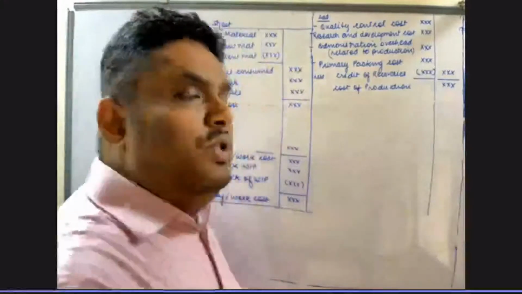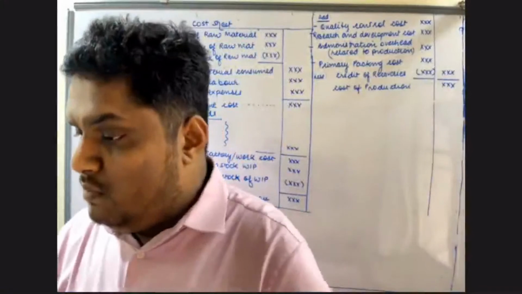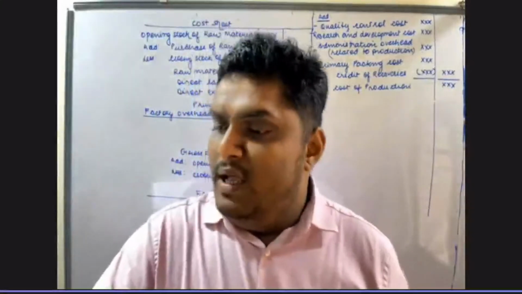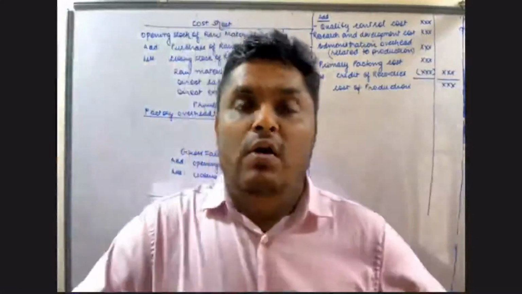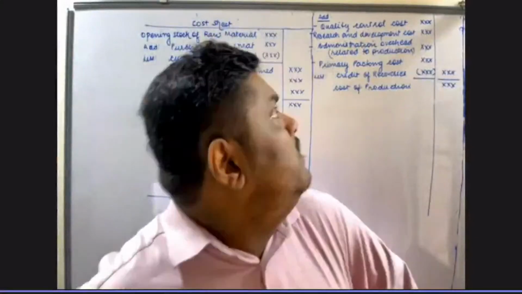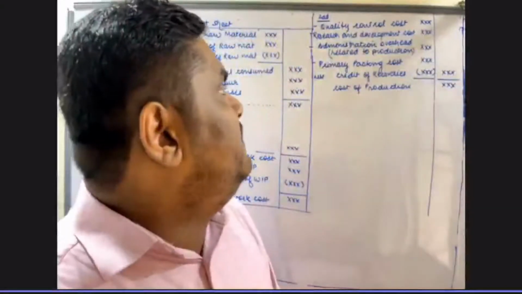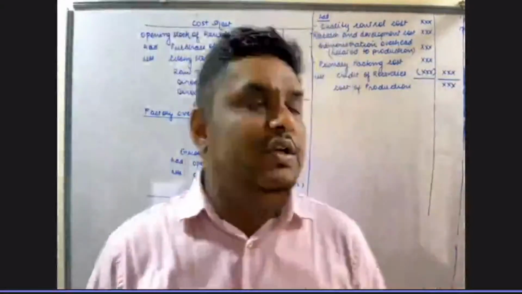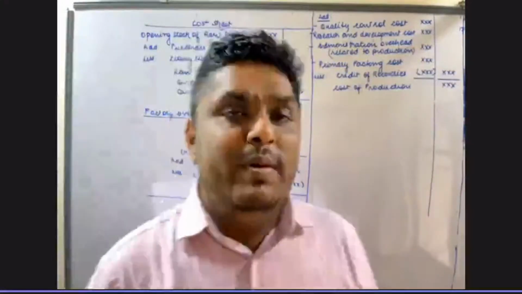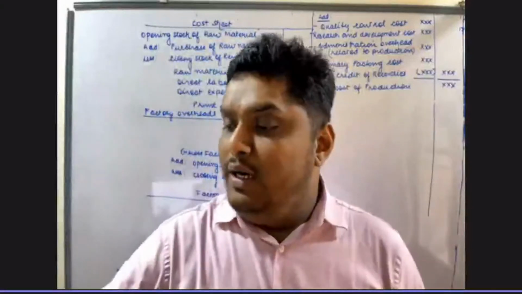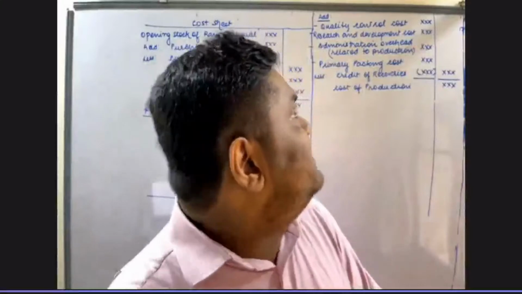So the first point is quality control cost, thereafter the research and development cost, thereafter the administration overhead related to production, further any sort of primary packing cost, it is to be added. Further, when talking about credit for recoveries, it will be deducted. Now let me discuss these points one by one.